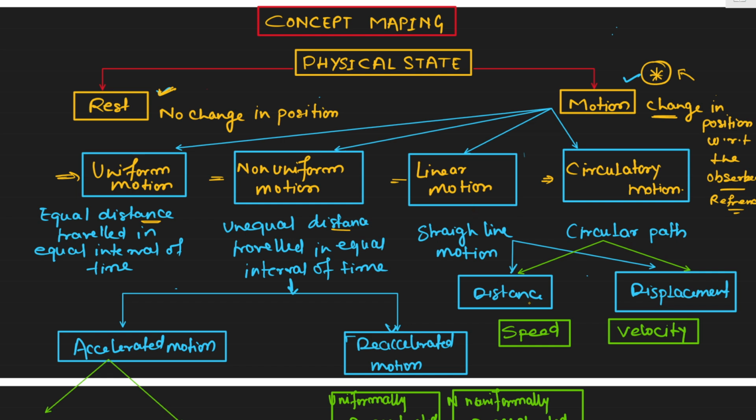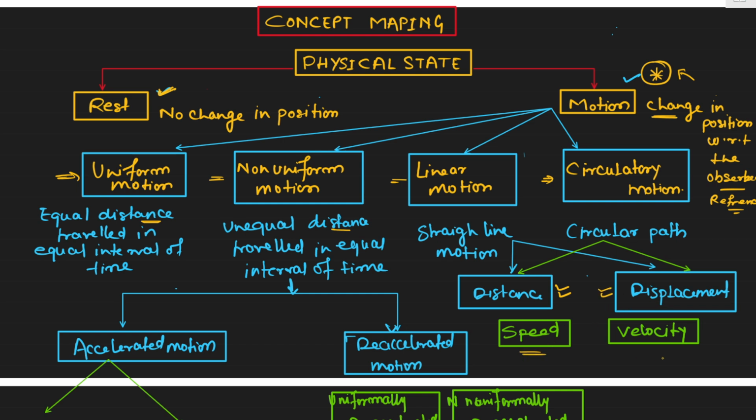Then we have two types, that is distance and displacement. Distance and displacement are related to linear motion and circulatory motion. Distance means the actual path traveled by the object, the total path covered by the object. It is a scalar quantity. But displacement is the shortest distance between initial and final position. This is a vector quantity.